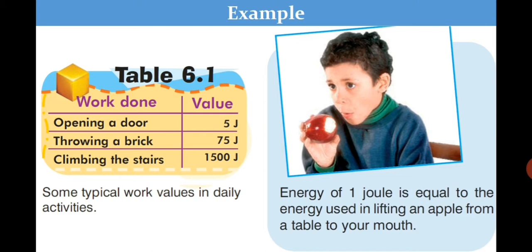On the next table are given some typical work values in daily activities. When we're opening a door, we spend 5 joules. When we're throwing a brick, we spend 75 joules. When we're climbing the stairs, we spend 1,500 joules. Energy of 1 joule, what is it? Energy of 1 joule is equal to the energy used in lifting an apple from a table to your mouth.